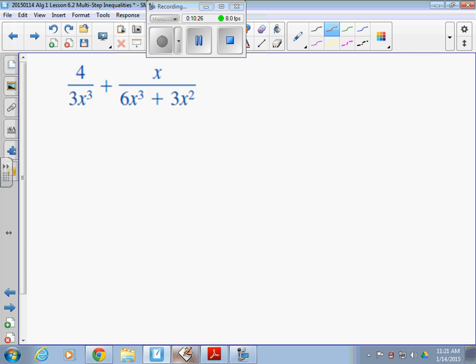Okay, copy this problem down on the back and spend a couple of minutes working on just the least common denominator. Separate the second one and see if you can figure out what they have in common.